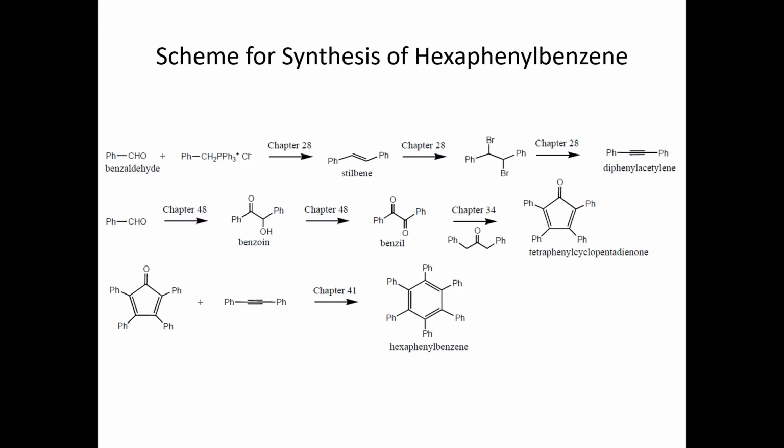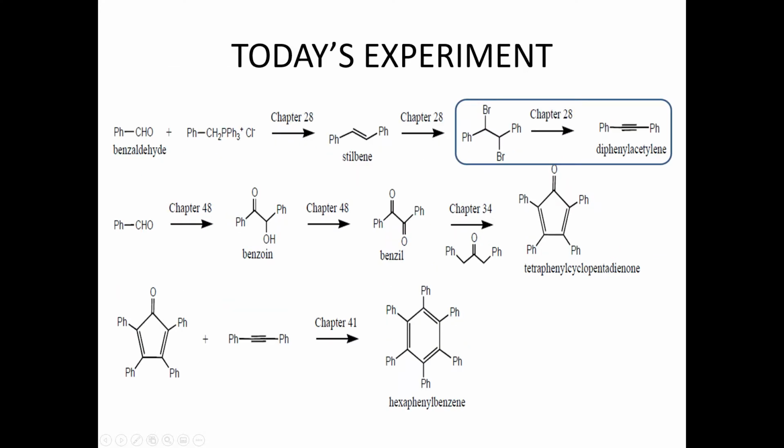So this lab is the fourth experiment in our semester-long project. We've already purified the benzaldehyde, converted benzaldehyde to stilbene, and then from stilbene to stilbene dibromide. So now what we want to do is convert our stilbene dibromide into this diphenylacetylene. And all of this can be found in Chapter 28 of your lab manuals.